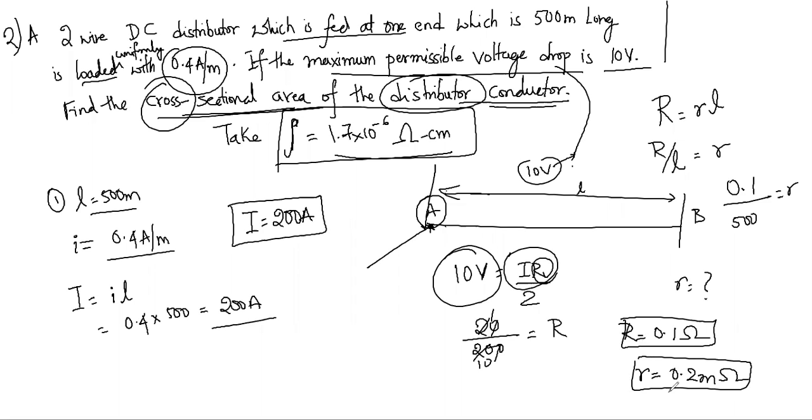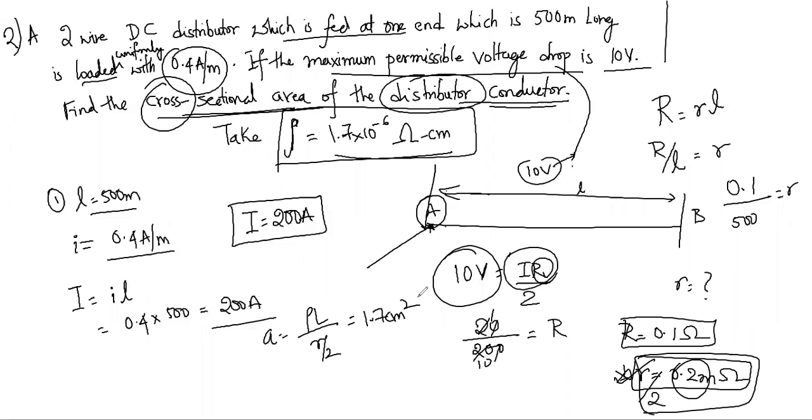So area of cross section of the conductor. It is r by 2 there. So r by 2 is 0.2 milli ohm. This is a correction: r by 2 is 0.2 milli ohm. Next, A is equal to rho L divided by r by 2. So you are going to get it as 1.7 centimeter squared at the end.